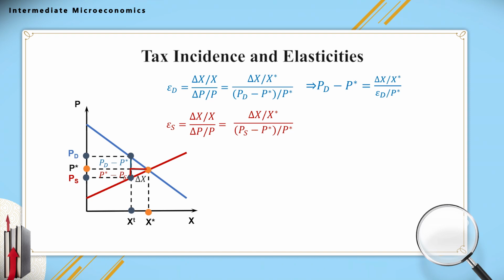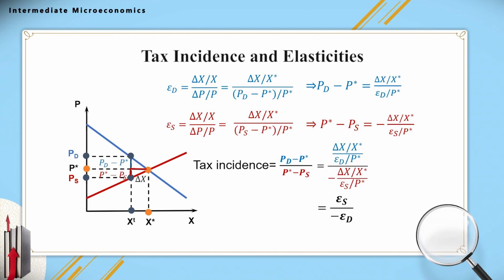And then, we rearrange this equation to find out the tax borne by the seller. Tax incidence is the ratio of tax paid by the consumer to tax paid by the seller. Substituting the above two equations into tax incidence, we get the conclusion. The tax incidence depends on the relative elasticities of demand and supply.